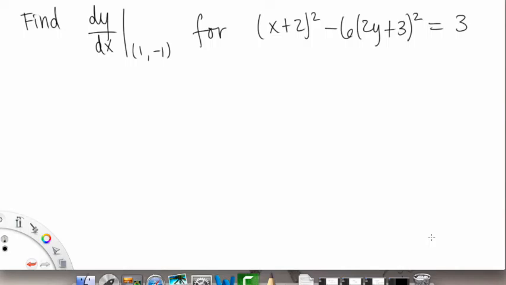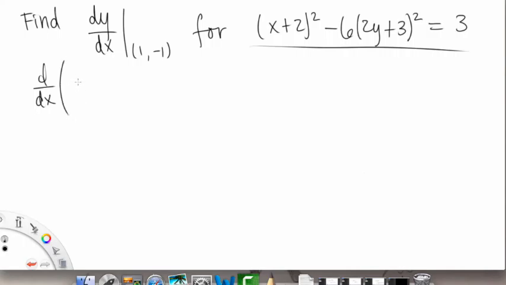For this problem, we're going to find dy/dx evaluated at the point (1, -1) for the following equation: (x + 2) squared minus 6 times (2y + 3) squared equals 3. First, we're going to find our dy/dx, and then we'll plug in the point. To find dy/dx, we're going to use implicit differentiation here.